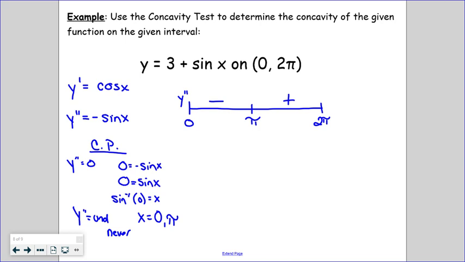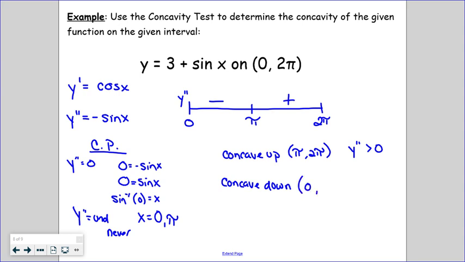But then answering our question, where is this concave up, concave down? So concave up, again, is where our second derivative is positive, which would be from pi to 2 pi. Our second derivative is positive. It is concave down from 0 to pi. That's where our second derivative is less than 0.